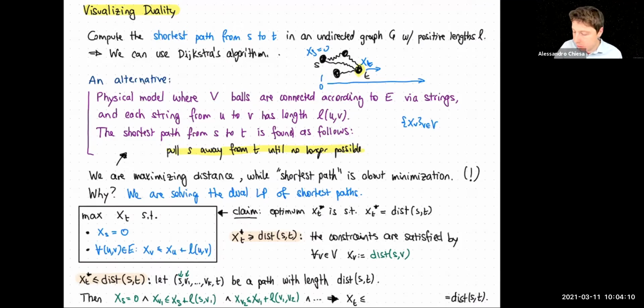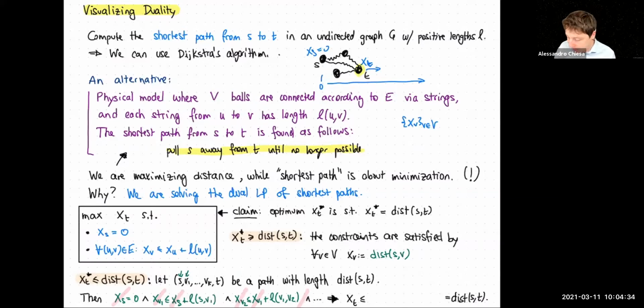Why? Because look, when I add them all up, x_s and x_s cancel. x_v1 and x_v1 are going to cancel. And x_v2 and x_v2 are going to cancel. I'm just going to be left on the left-hand side with x_t, which is the last one that doesn't appear twice. And on the right-hand side, what will I have?